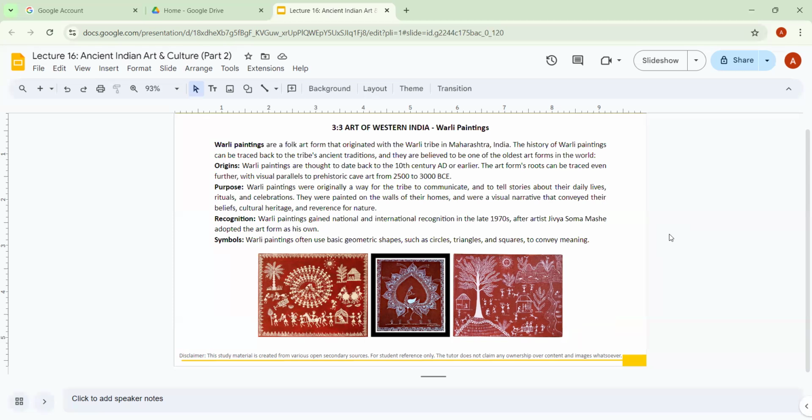Warli paintings were originally a way for the tribe to communicate and tell stories about their daily lives, rituals, and celebrations. They were painted on the walls of their homes and were a visual narrative that conveyed their beliefs, cultural heritage, and reverence for nature. They mostly use geometric shapes such as circles, triangles, squares to convey their meanings.